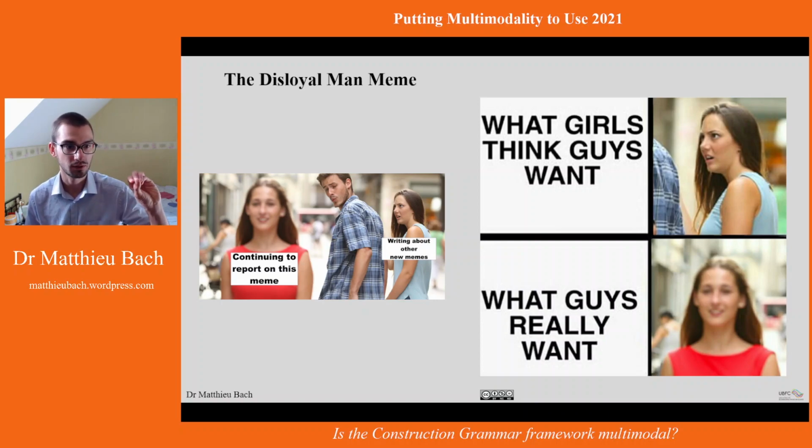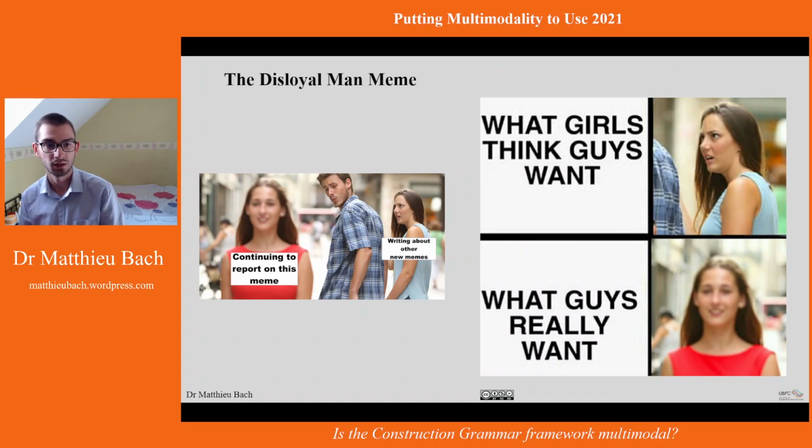So we have a girl on the left hand side, then we have a man, and then we have another girl, and you always understand the thing like what girls think guys want and what guys really want, and then you can adapt this regarding several other examples.